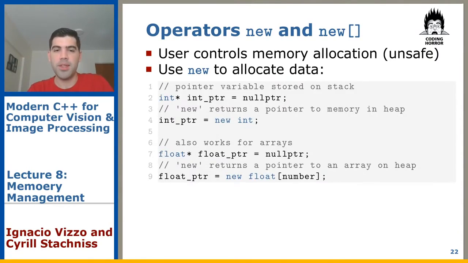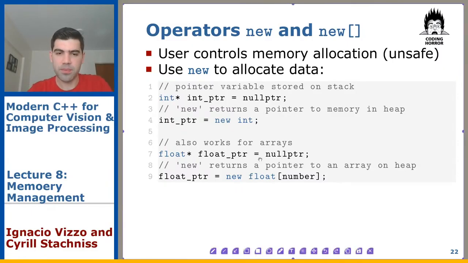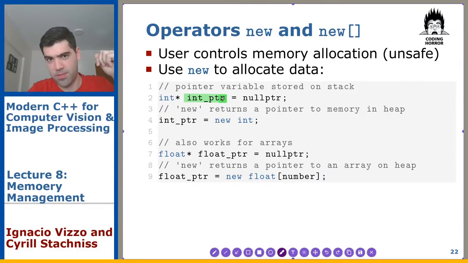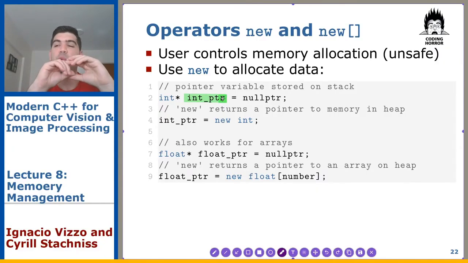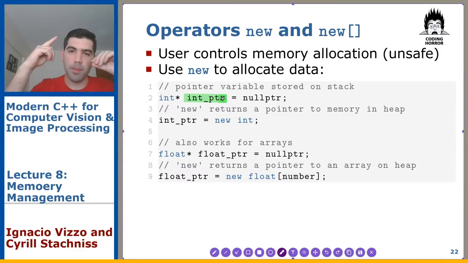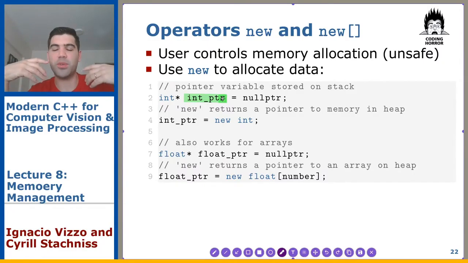So you will use new to allocate that data, and here it's something really, really important. This is a pointer to integer, and this is a variable. So this pointer variable will be on the stack. Keep this in mind. But it will hold an address to the heap memory. All these addresses, at the end of the day, are on the same memory chip. But the operating system will not allow you to access any kind of memory there.